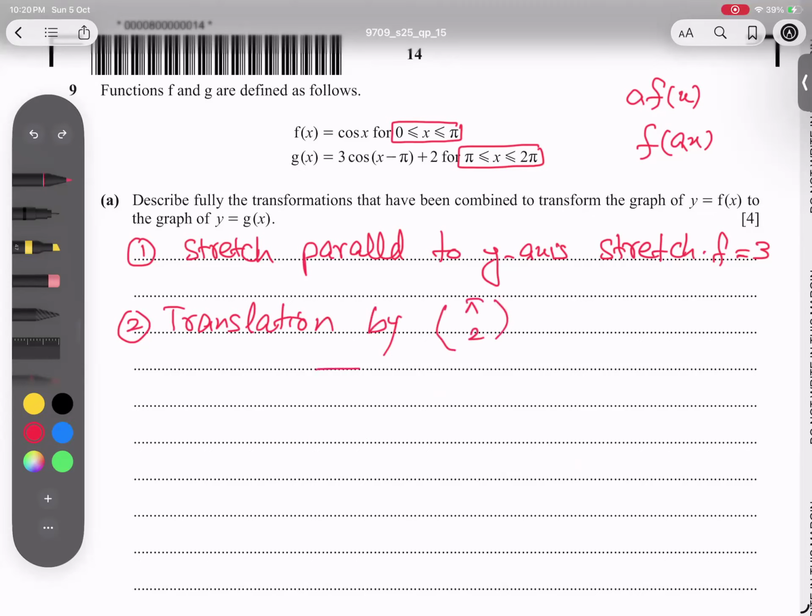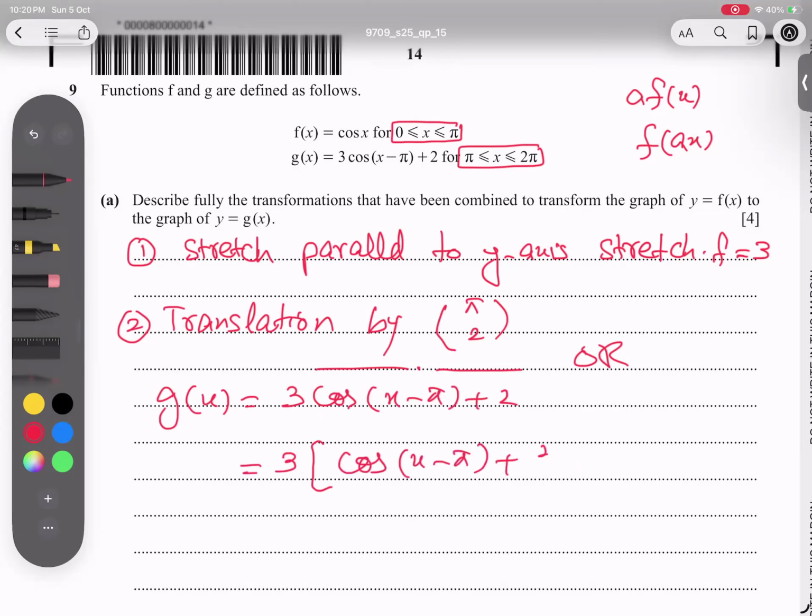Second choice, we can do another way also. If you take 3 common out from the whole function, first I'm writing the question as it is. So I take 3 common out in the bracket. I got x minus pi as it is plus 2 by 3.